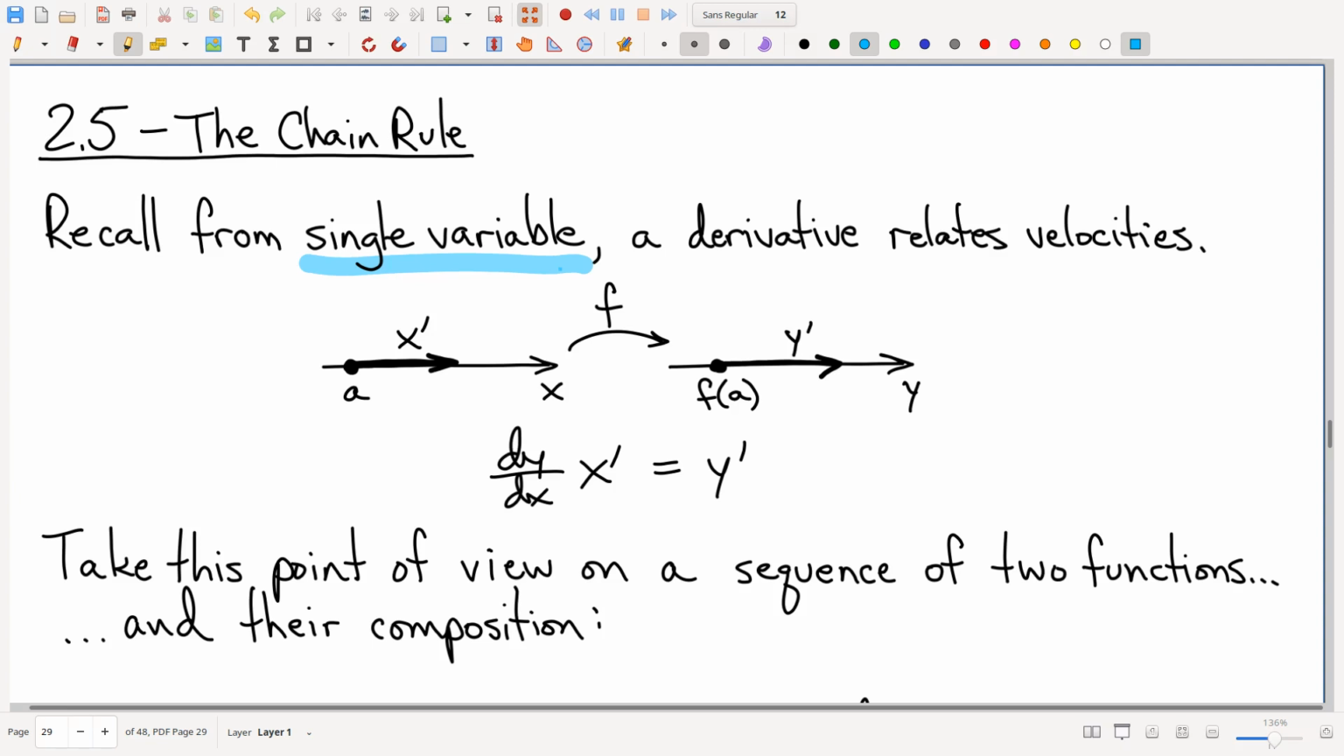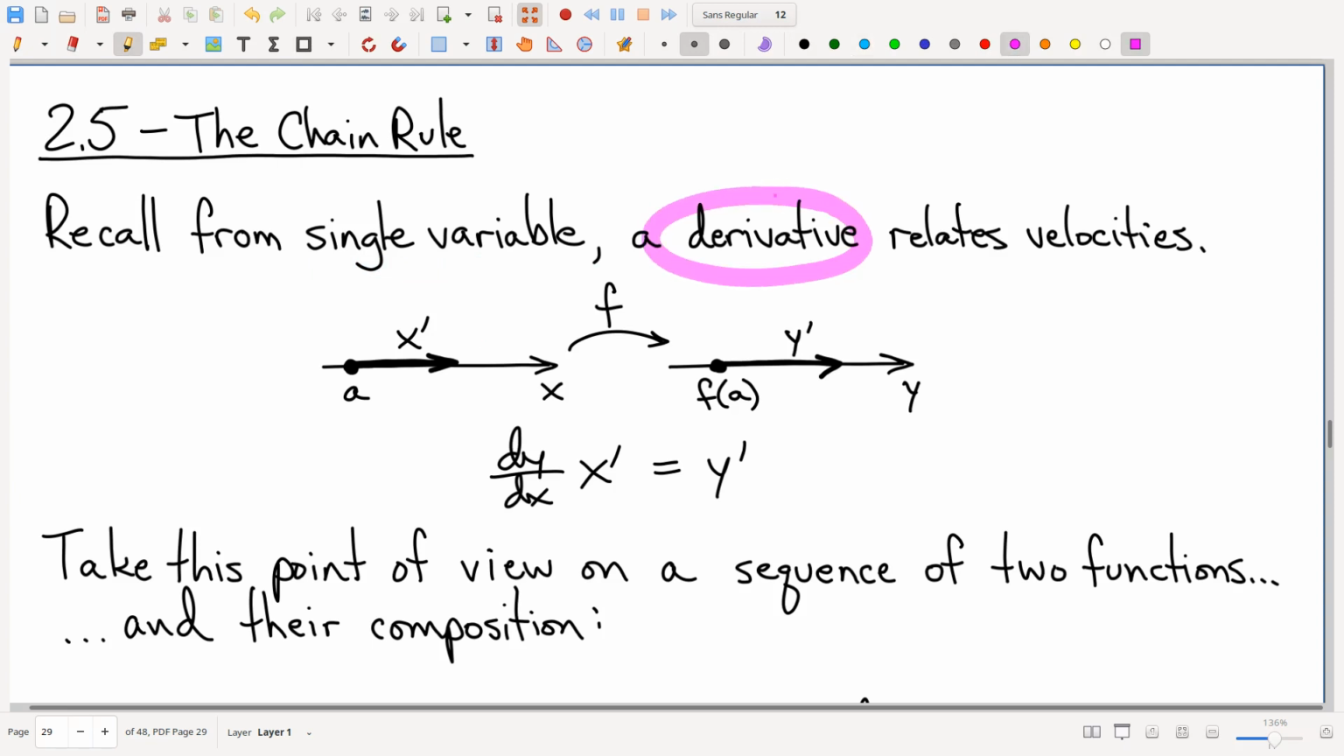So again, the point here is not to teach you the single variable chain rule. I know you know that. That's fine. That's cool. The purpose here is to focus your point of view on the single variable chain rule to a certain very specific perspective. So here we go. Here is that perspective.